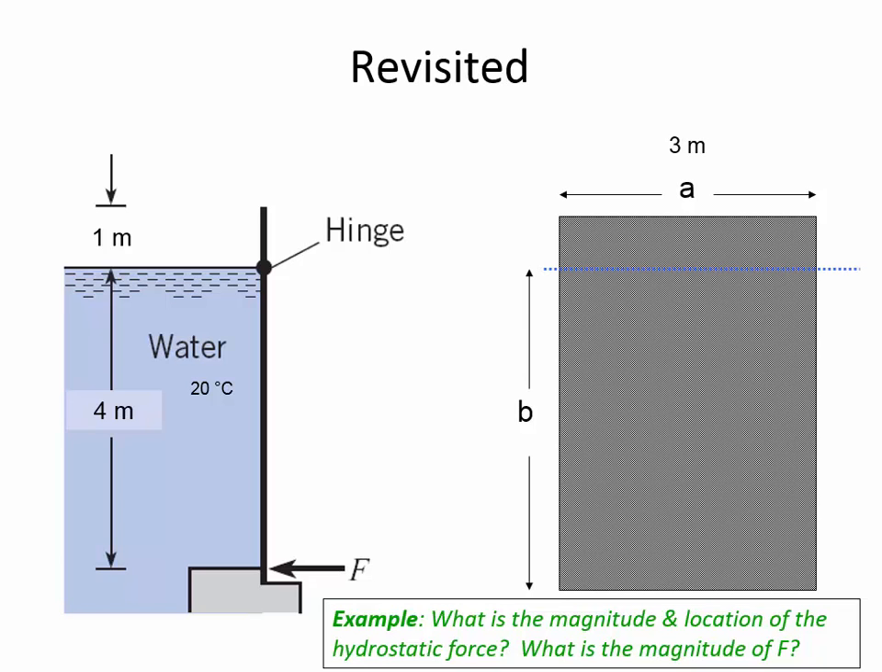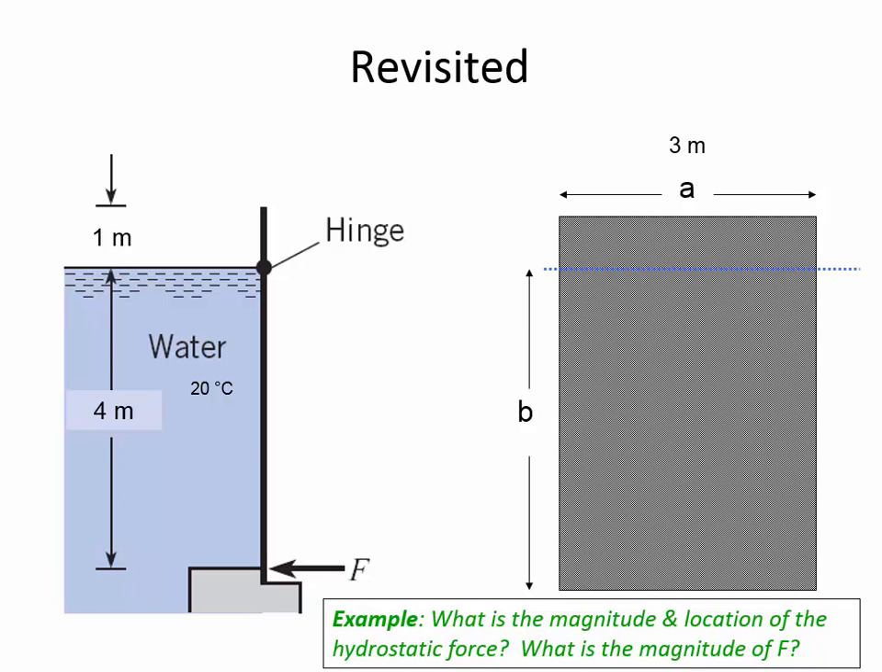It just so happens that we had a triangular distribution of pressure on this gate. It started at zero and it went down to its maximum pressure. And so the location of the hydrostatic force is two-thirds of the way down that face, because that is sort of the location of average pressure.